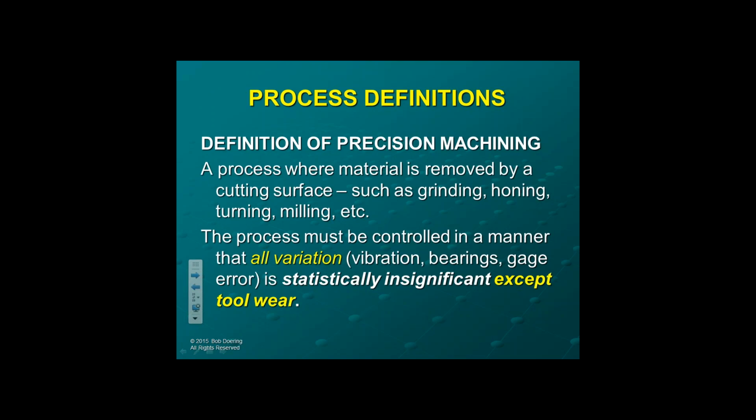So let's define what precision machining is. It's a process where material is removed by a cutting surface, such as grinding, honing, turning, milling, etc. In order to be precision machining, the process must be controlled in a manner that all variation, vibration, bearings, gauge, is held at a statistically insignificant level except tool wear.